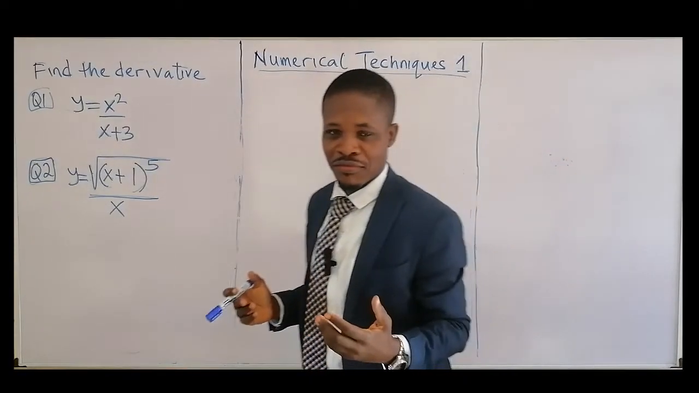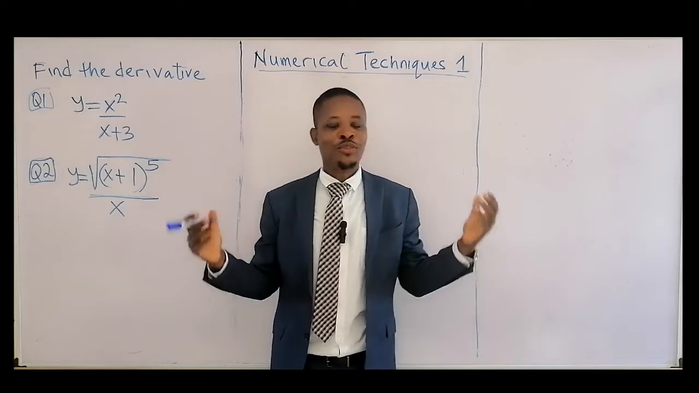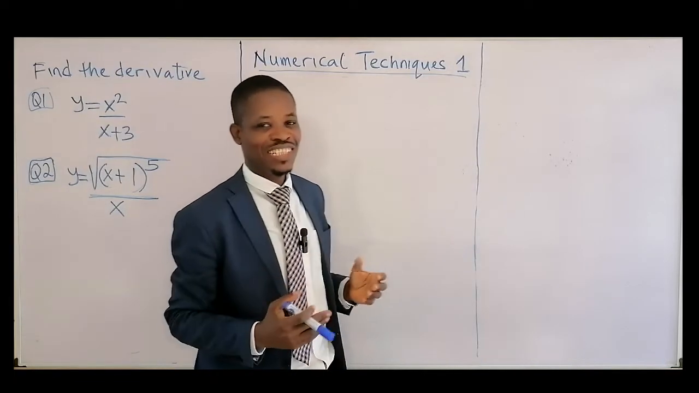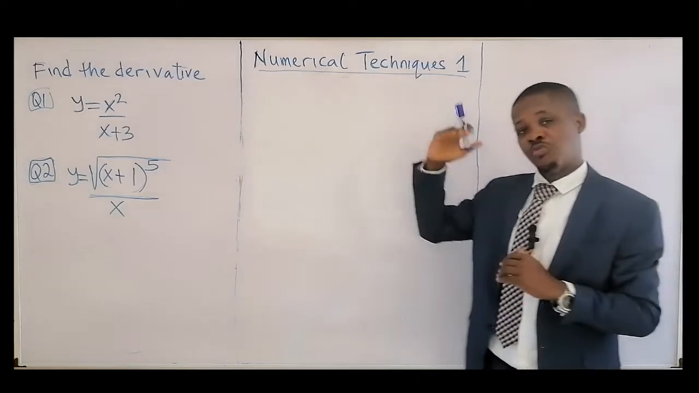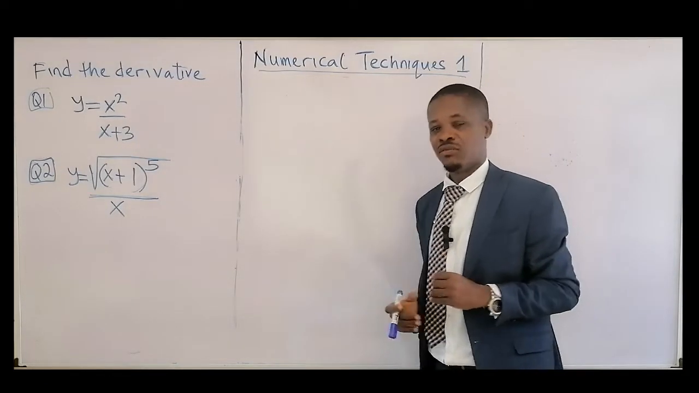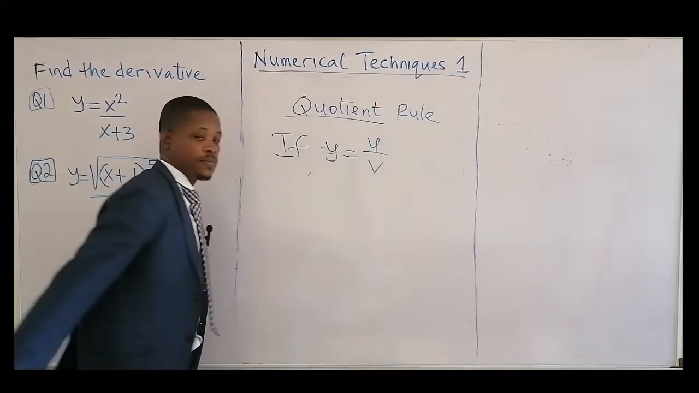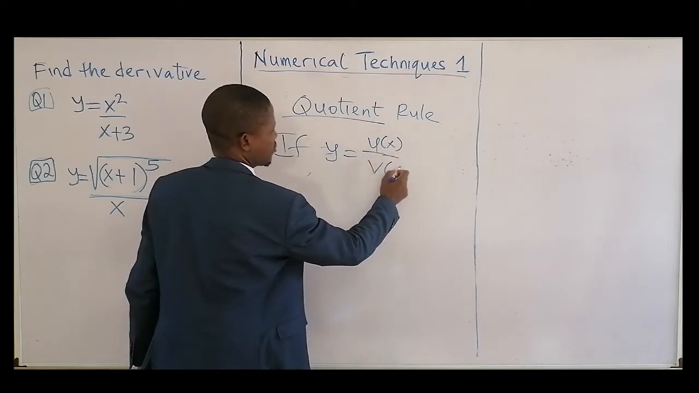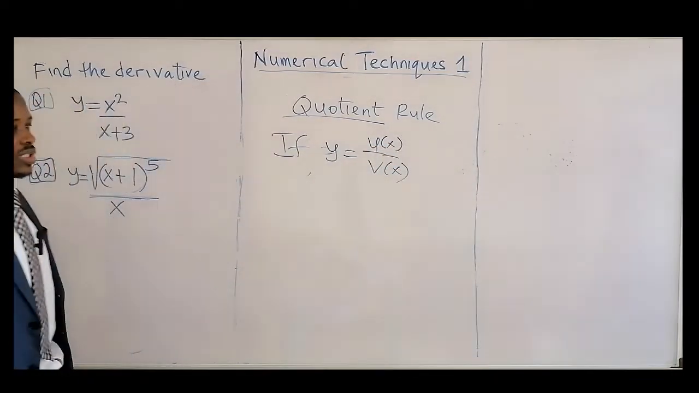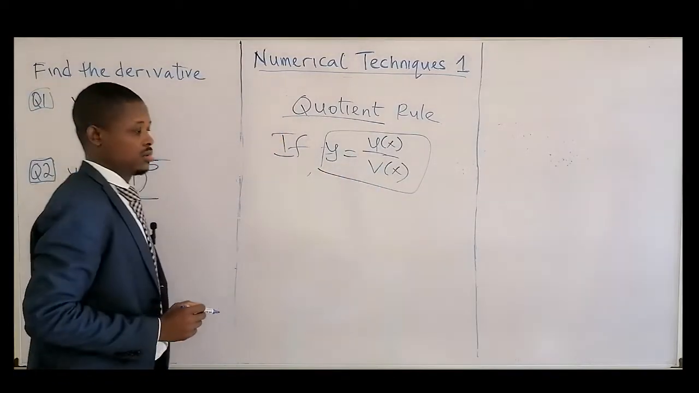Quotient rule. When do we use the quotient rule? The quotient rule is applicable when you have a fraction, with a numerator and a denominator. So y equals u by v, where u is a function of x, and v is also a function of x. You can see this expression is a fraction.